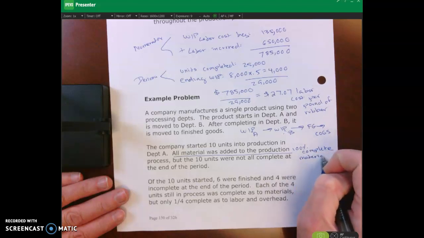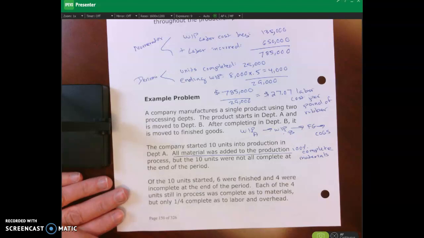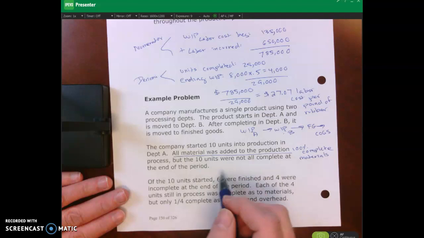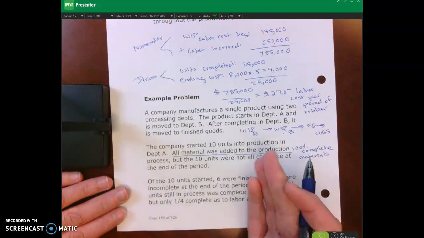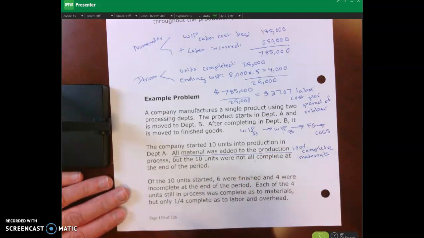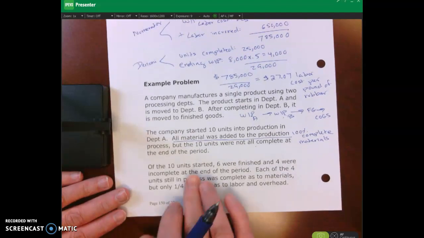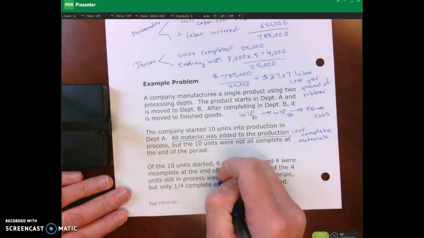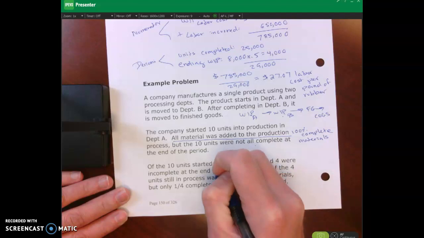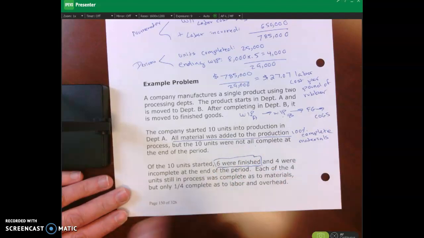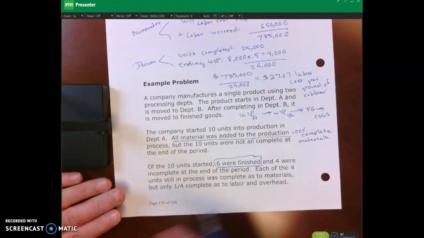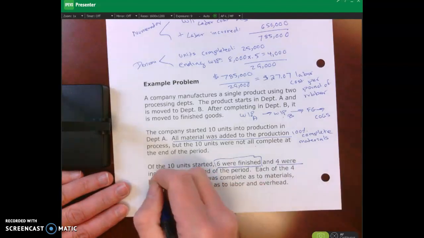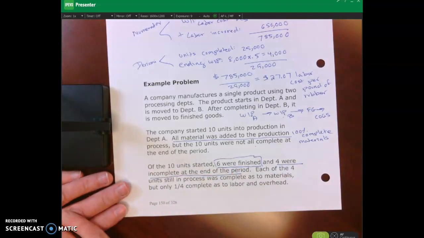Okay? That's telling you, whenever you see that, it means it's 100% complete with respect to materials. But of the 10, not all were done, but they're done with respect to materials. Of the 10 started, 6 are 100% done. So 6 are fully done with respect to materials and conversion. 4 are an ending work in process.